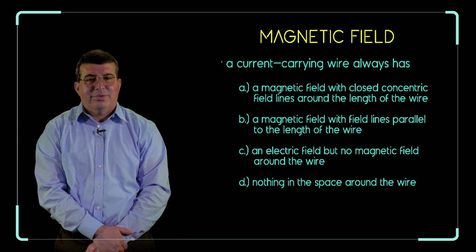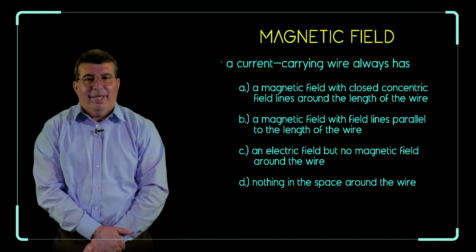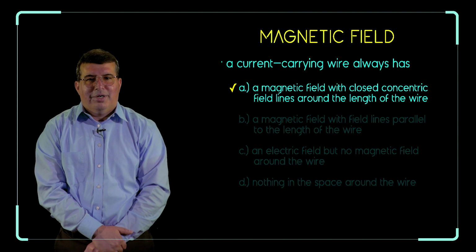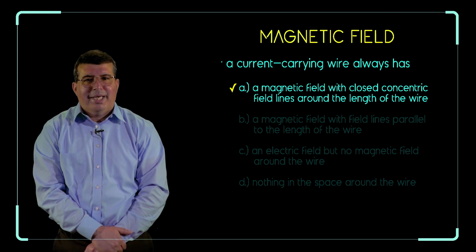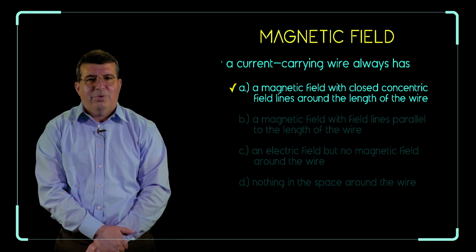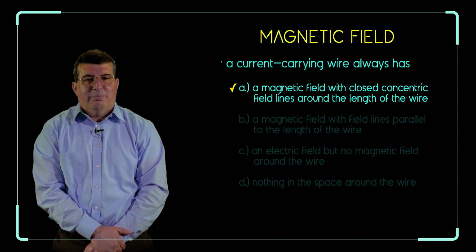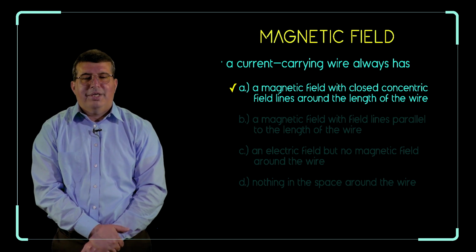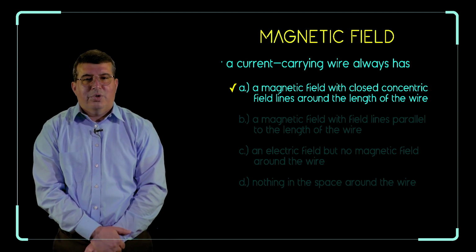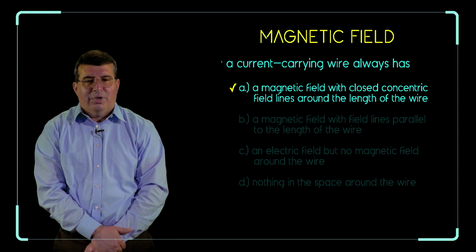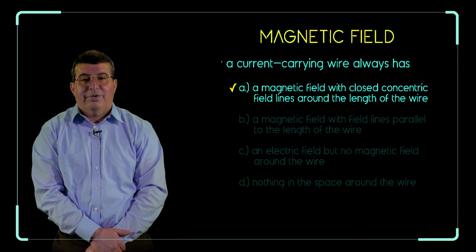The correct answer is A. A current-carrying wire always has a magnetic field with closed concentric field lines around the length of the wire. That is the magnetic field of a current. The magnetic field loops around the current. There are closed loops around the wire that's carrying the current.